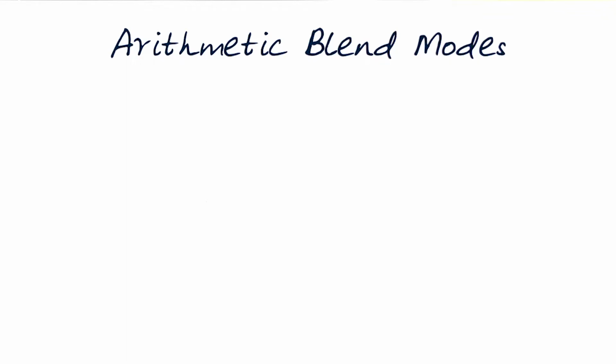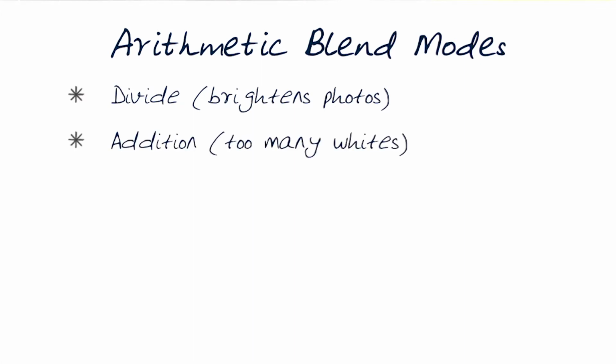Let me show you some simple examples of arithmetic blend modes. So for example, I can do a divide, which lets me brighten photographs. I can take 2 pixels' information from each one of them and do some sort of division and then scale them up again. I can do addition, and we've seen examples of this in our lectures where I've taken 2 images and just added them together.